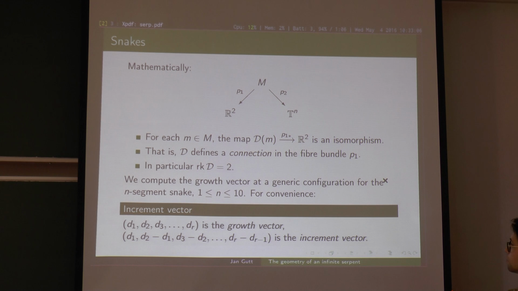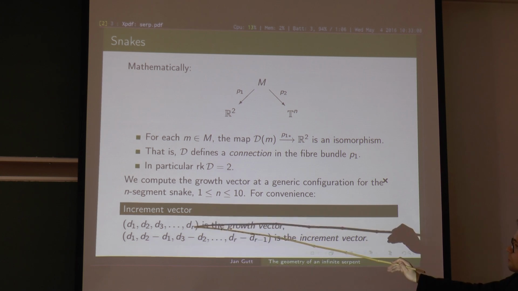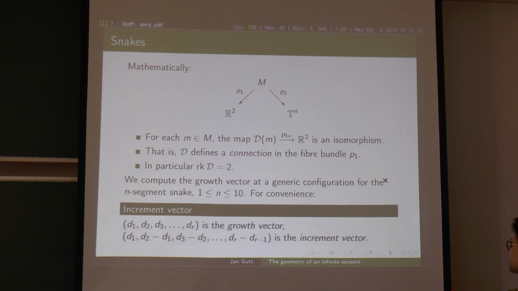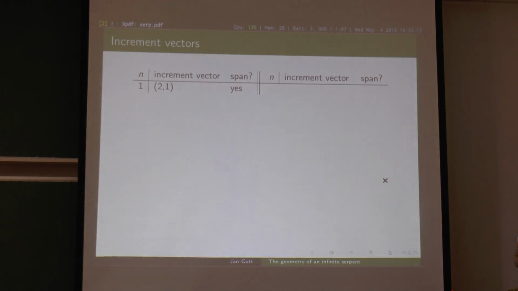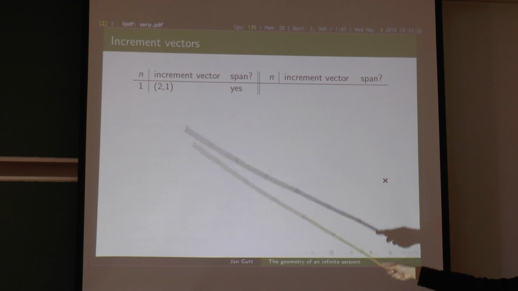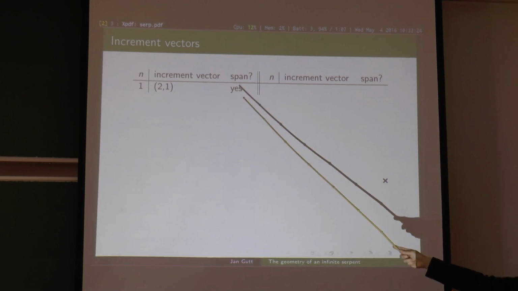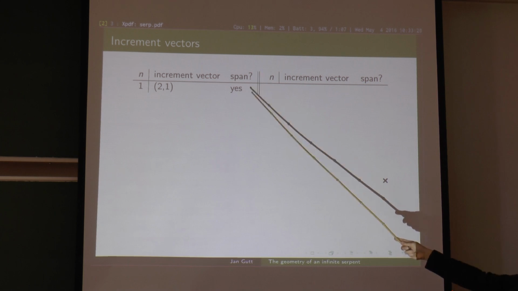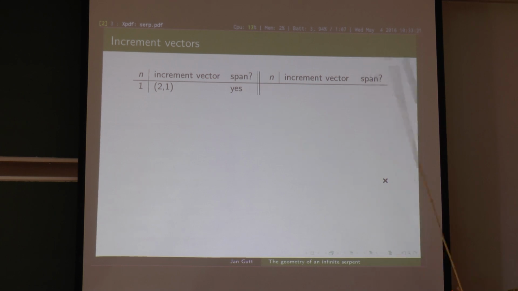Okay. Well, in this one you can see whether dr is equal to the dimension or not. In that one you have to add those numbers, so it's a bit harder. But on the other hand, it fits nicer on the page, and you can see some patterns, as you will see now. Okay, increment vectors for the snakes. So n is going to be the number of segments. Then I compute the increment vector, and finally this thing asks whether iterated Lie brackets eventually span the entire tangent bundle. So whether this distribution is bracket generating.